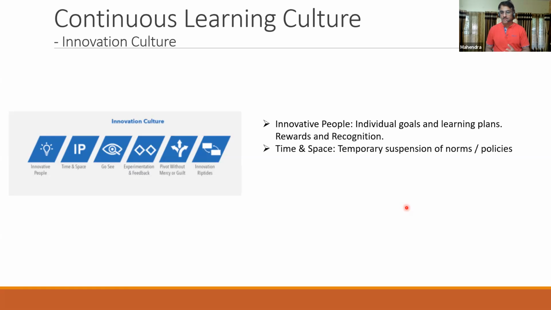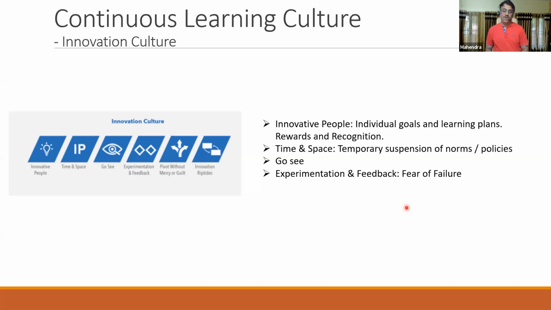Time space, and it could be of maybe certain policies which are not regulatory and which are not penalty oriented with our legal. So go a bit easy on these aspects to enable innovation. Go and see. This is a concept of actually go to the floor where the work is happening and go and see. That is where innovation takes place.